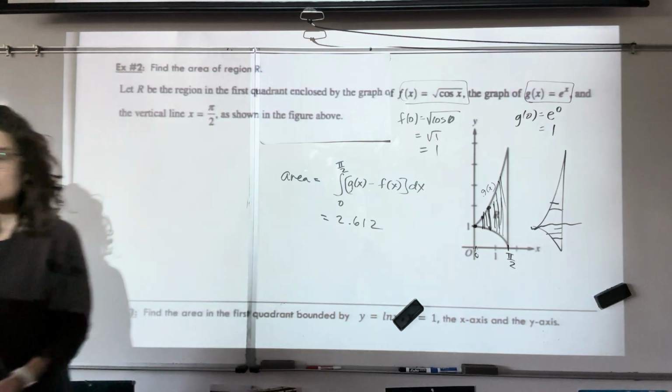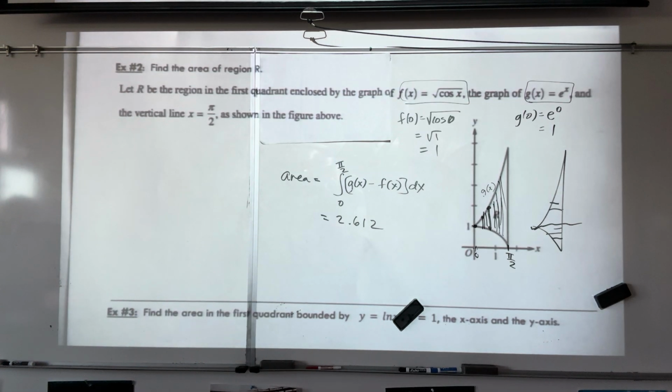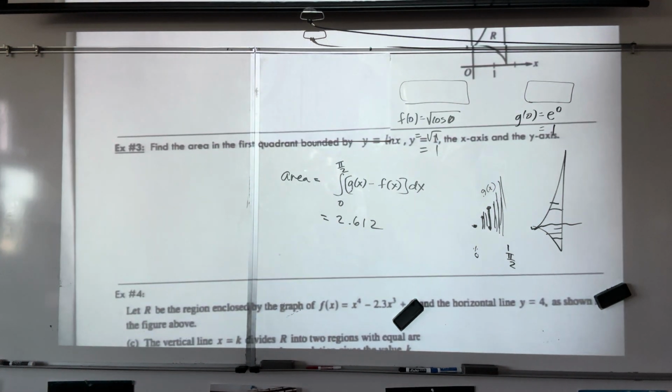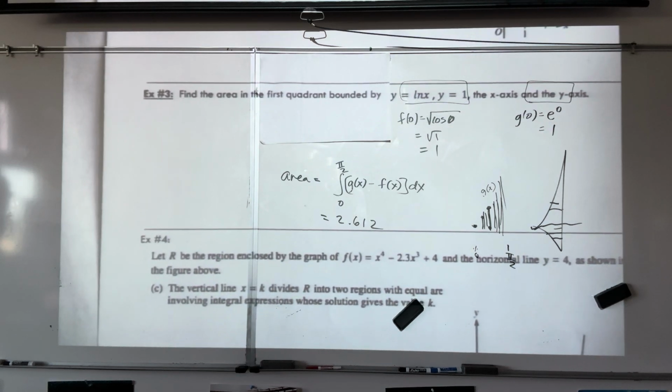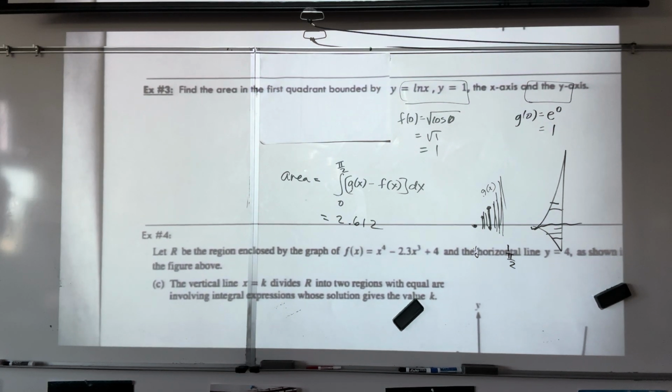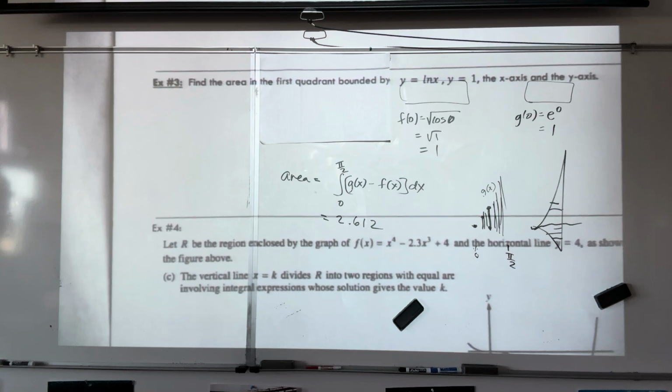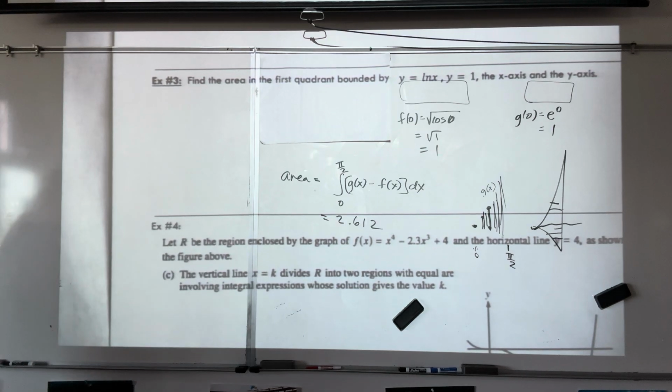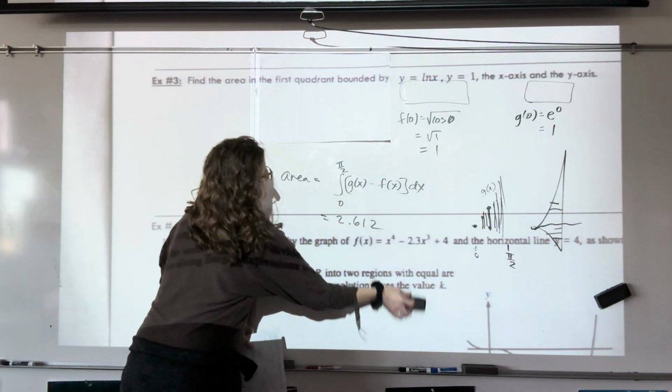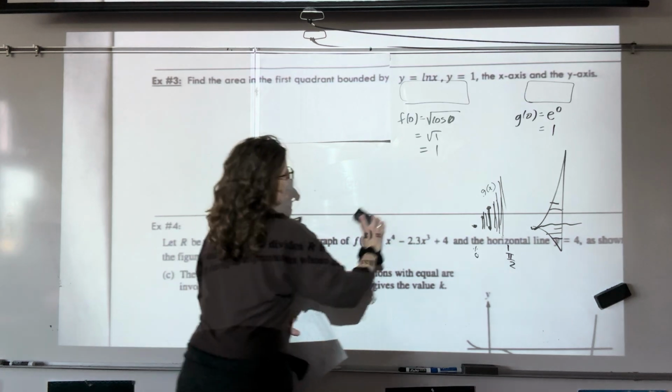Okay, moving on maybe to the next one. You guys don't mind? Let's see this next one. Find the area in the first quadrant bounded by y equals natural log of x, y equals 1, the x-axis, and the y-axis. We'll challenge ourselves to do this one without a calculator. Let's see if you can get the area of the region that you're trying to figure out.